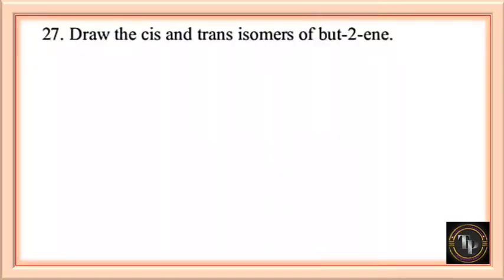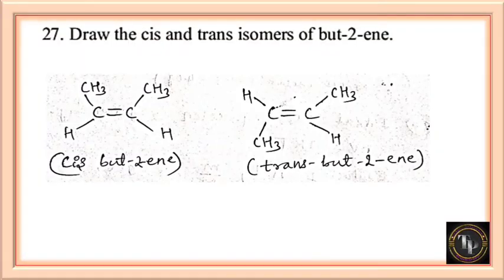Draw cis and trans isomers of but-2-ene. Cis means on the same side of the double bond you will get the same groups. See there, cis but-2-ene. On the upper part of the double bond you have CH3, on the lower part H, H, the same groups are there on the same side. This is cis and the second one is trans, the same groups are there on the opposite side.